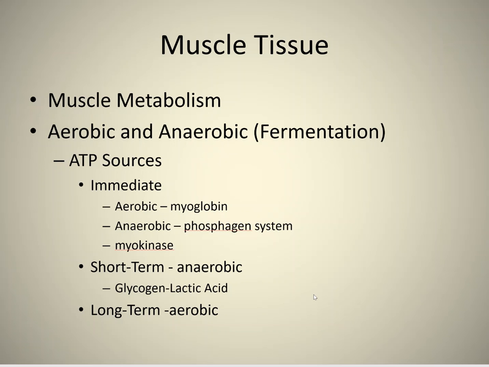Okay, now we're continuing on with slide 25 on muscle metabolism. It falls into two types, and also when you use them and how long you can use them. Aerobic and anaerobic. So aerobic is using oxygen. Anaerobic is without using oxygen. You can also call that fermentation. And then the ATP sources. So where do you get your ATP from?